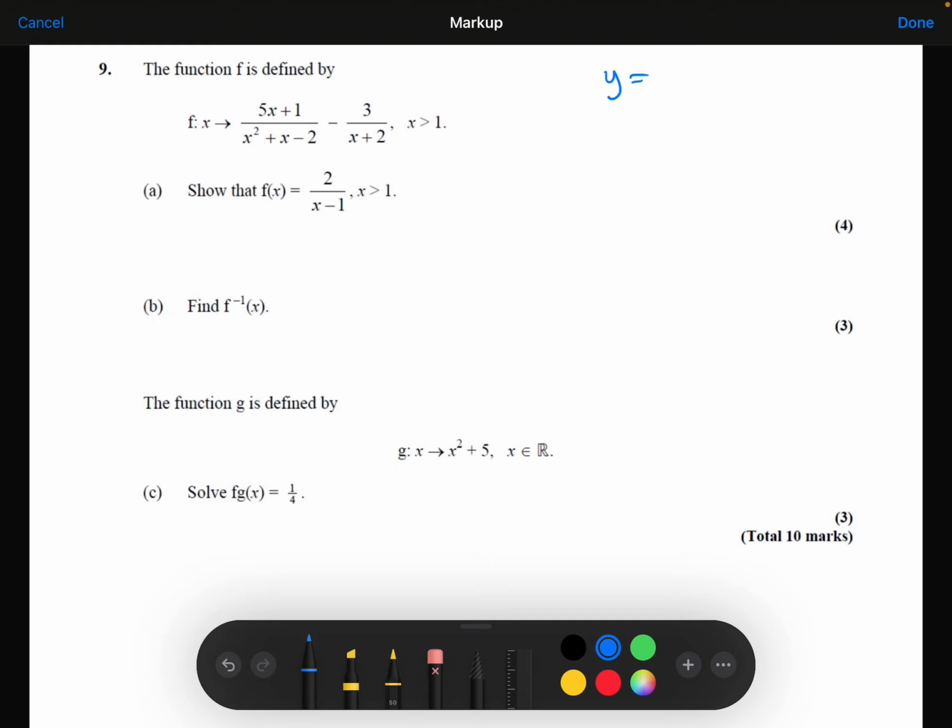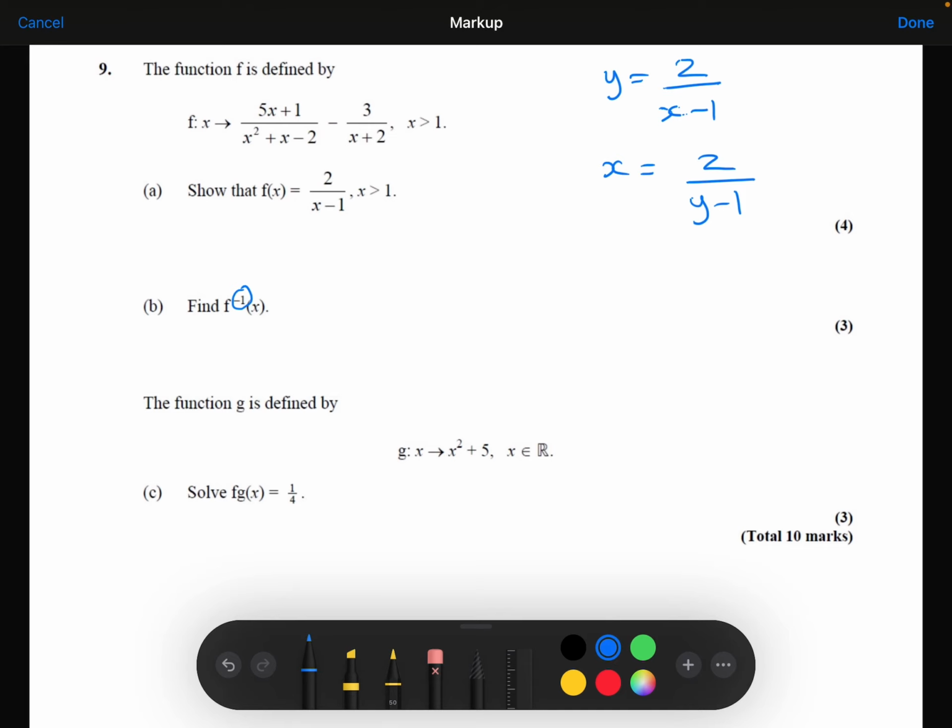So first of all, I'm going to write y equals 2 over (x - 1). Remember that the inverse function swaps the x and the y around. That's what it does. So we'll turn the y into an x and we'll turn the x into a y. And we're now going to make y the subject.